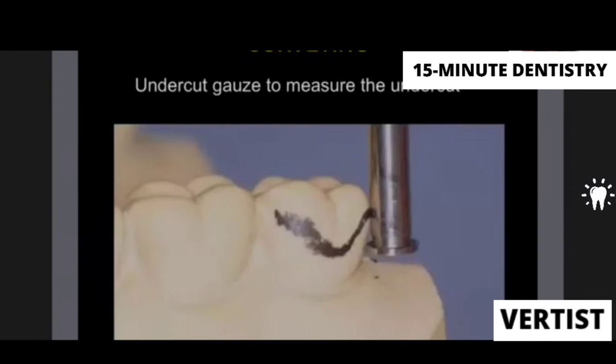That's the undercut gauge, as I showed you already, the triangular area where you can see that's to measure the kind of undercut or the depth of undercut that you particularly have on your cast.